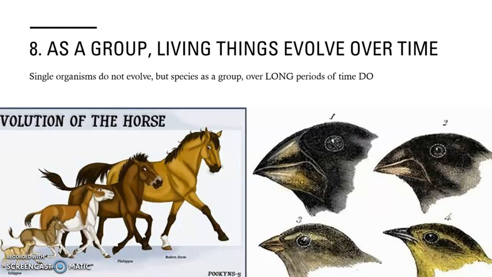And last but not least, living things evolve over time. The key here when we say evolve for living things is it's not a single organism that we're talking about. We're talking about a whole group, a species of organisms over many years will evolve. Darwin's finches are a great example. So think about the fact that they are all isolated on different islands. And over time, they developed very different beak shapes because of the food that was present there.